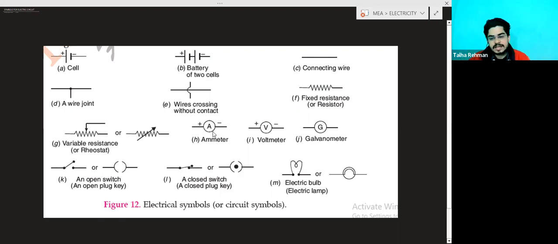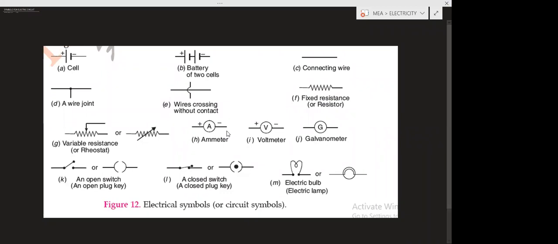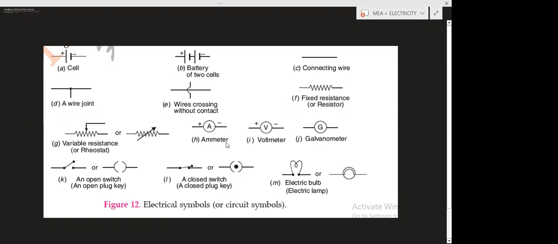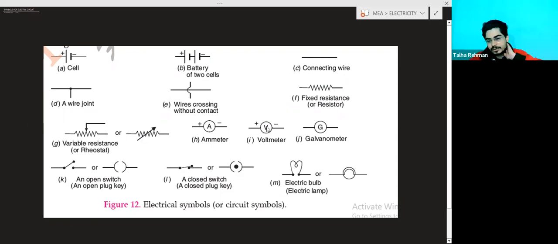Rheostat, okay. This is the ammeter, already discussed. What is the use of an ammeter? Used to measure the current. Yes, you are right. And do we connect the ammeter in series or in parallel? In series, yes. And the voltmeter is used to measure the potential difference between any 2 points of the wire, and the voltmeter is always connected in parallel.